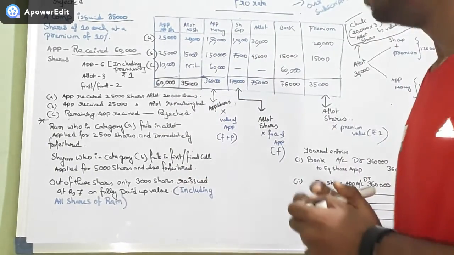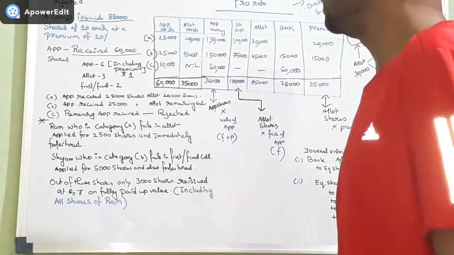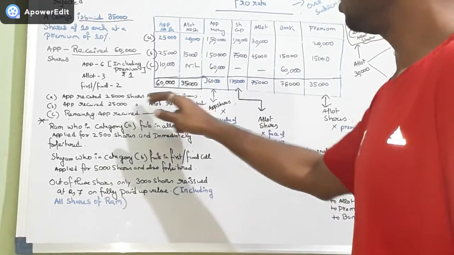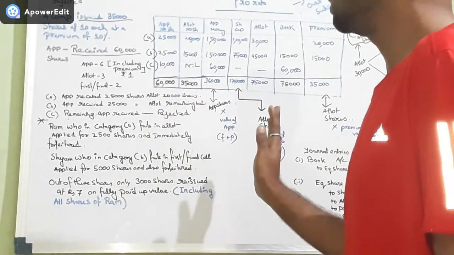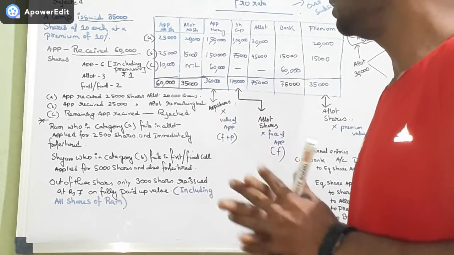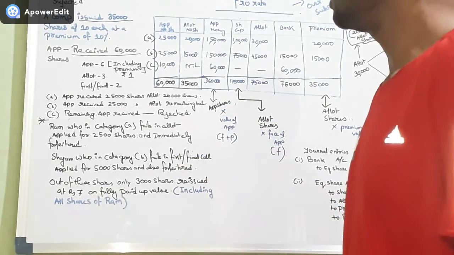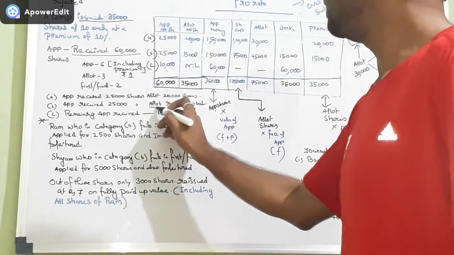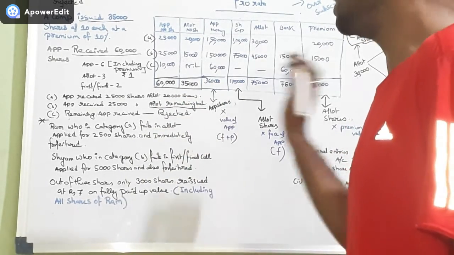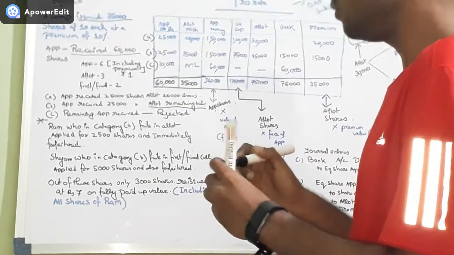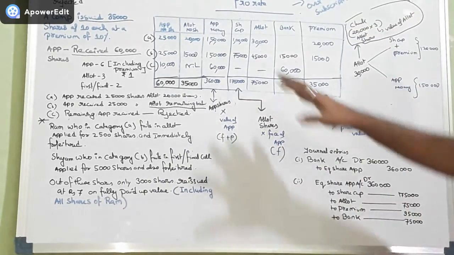So application received is 25,000. But for the first case, the company has allotted 20,000 shares against 25,000 shares of application received. For the second case, the company received 25,000 and allotted the remaining balance. What does it mean? Whenever you have to do the pro rata, you have to follow the structure.